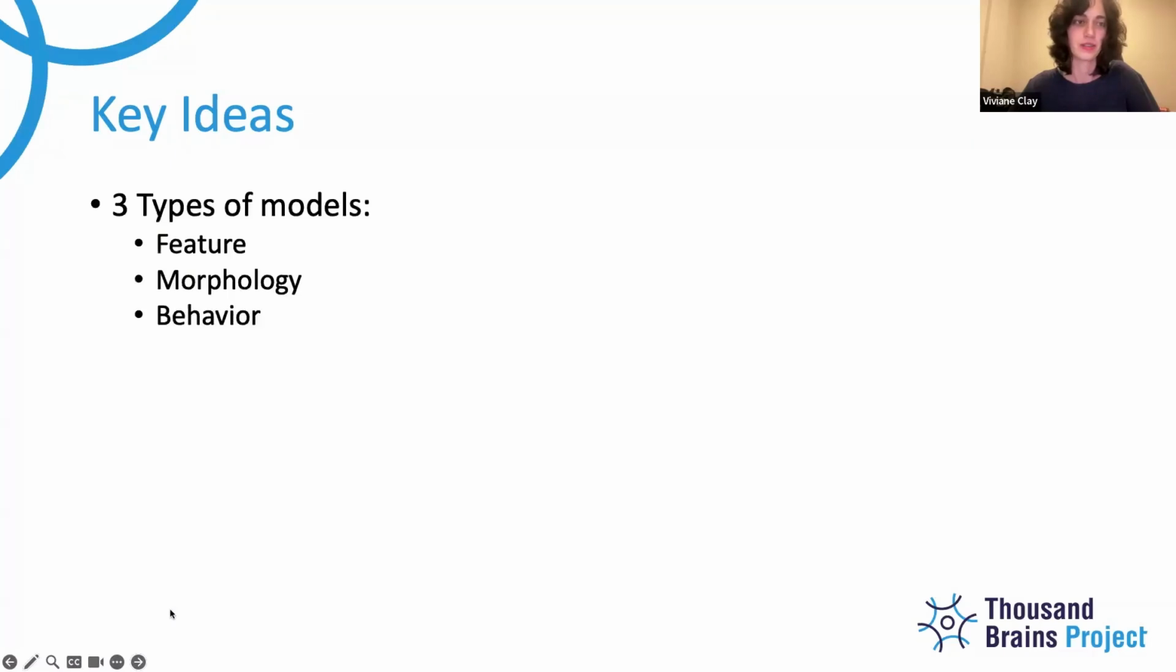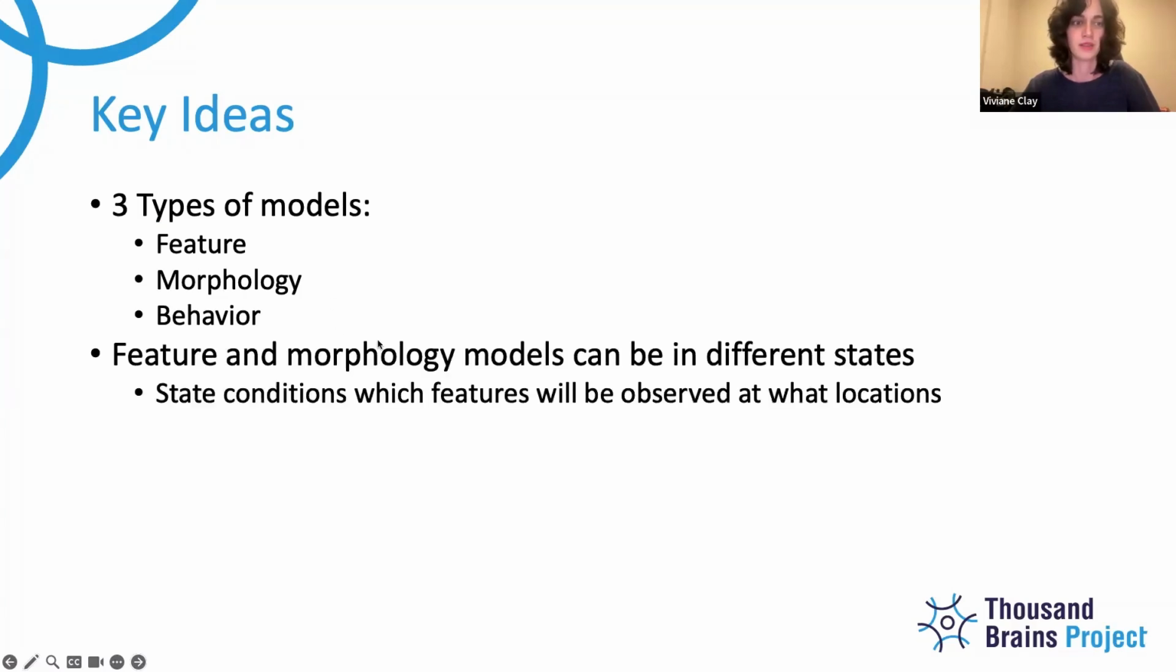Okay, last slide to recap the outline and requirements. Key ideas I'm proposing or repeating here, I know we talked about this many times before: there are three types of models: feature, morphology, and behavior. Feature and morphology can be in different states. So state conditions which features will be observed at what locations. Depending on which state the object is in, like you just said, you might see totally different features, and they might be at totally different locations than if the object were in a different state.